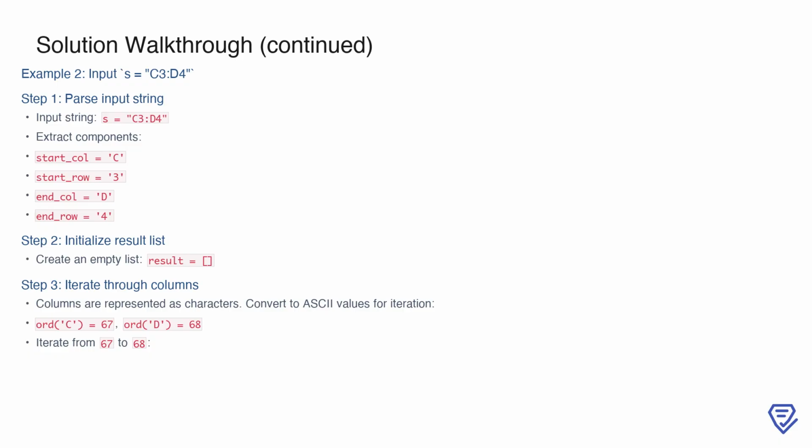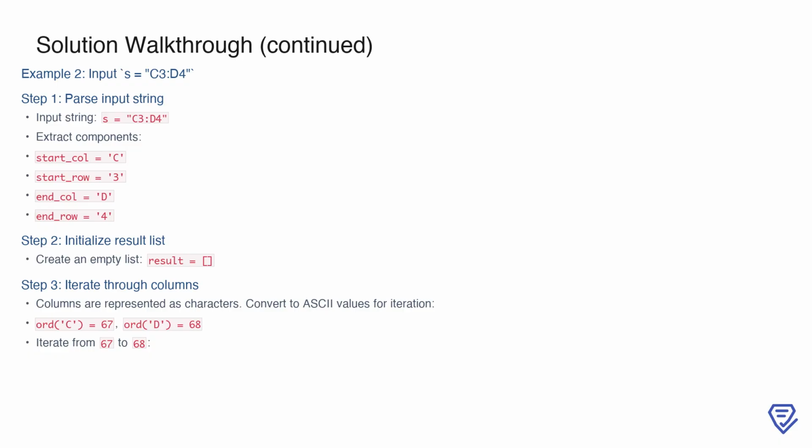In the second example, the input string is S equals C3 D4. First, we parse the string to extract the components. Here, start_call is C, start_o is 3, end_call is D, and end_o is 4. With these components identified, we initialize an empty list called result to store the output.